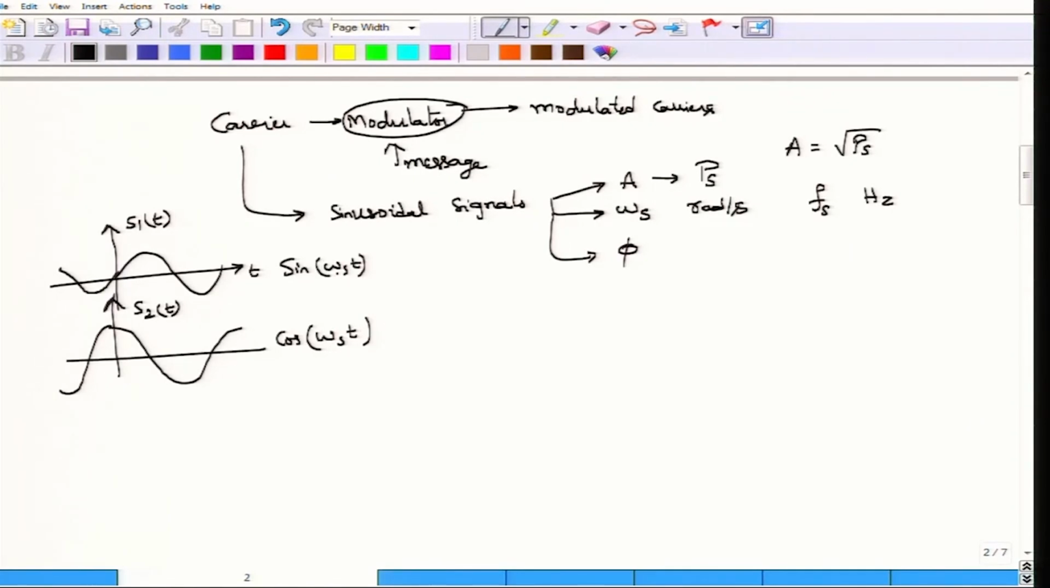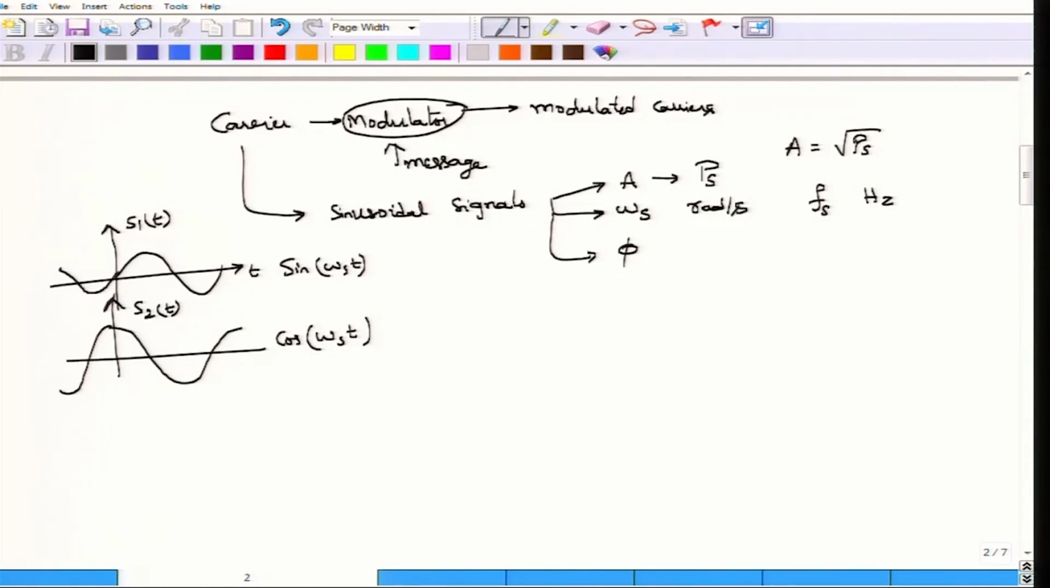We actually perform what is called quadrature carrier multiplexing, in the sense that we put data onto the cosine part of the signal as well as onto the sine part and combine them. Both have to be at the same frequency. This quadrature carrier multiplexing is also known as IQ modulation. We will talk about IQ modulation shortly.